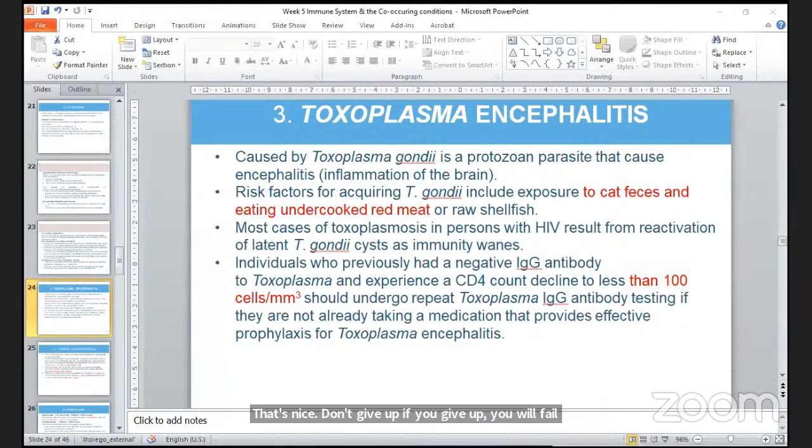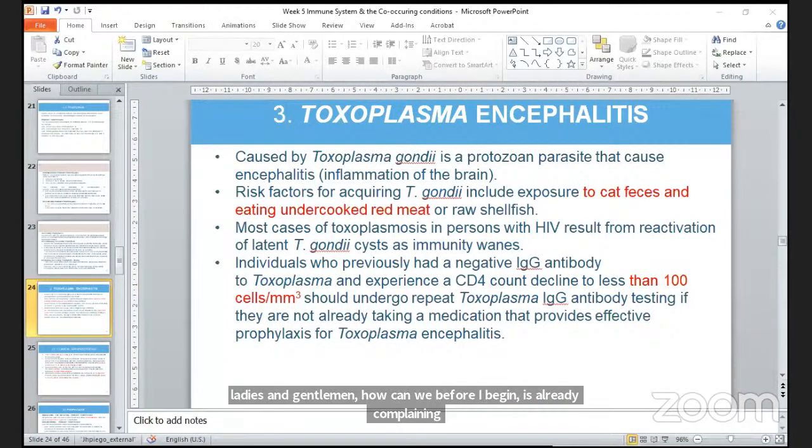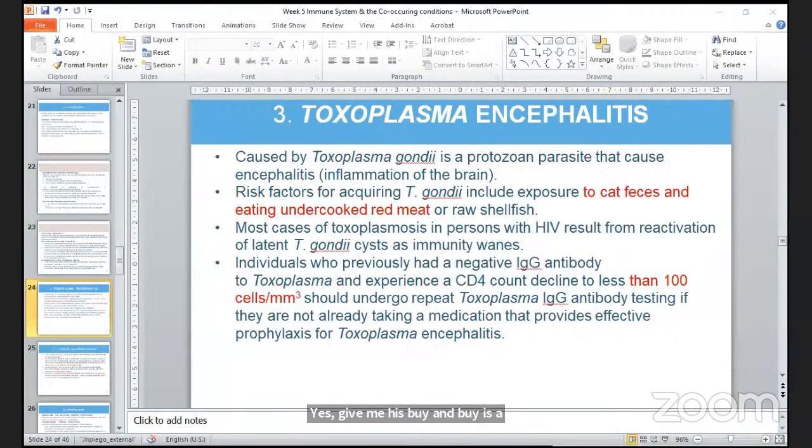Somebody is already commenting on scientific terms. Yes. Now, how can we learn this without scientific terms, ladies and gentlemen? How can we? Wafula Abigail is already complaining whether it is bio or ukimwi. Yes, ukimwi is bio and bio is ukimwi. So you must know that. Interesting comments here. All right, so let us proceed.